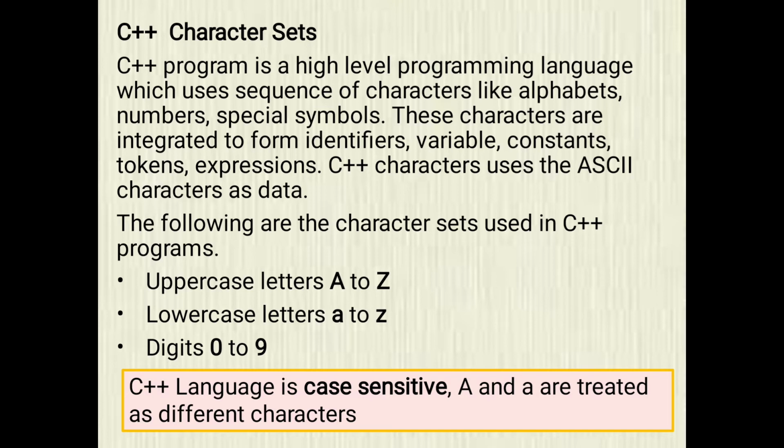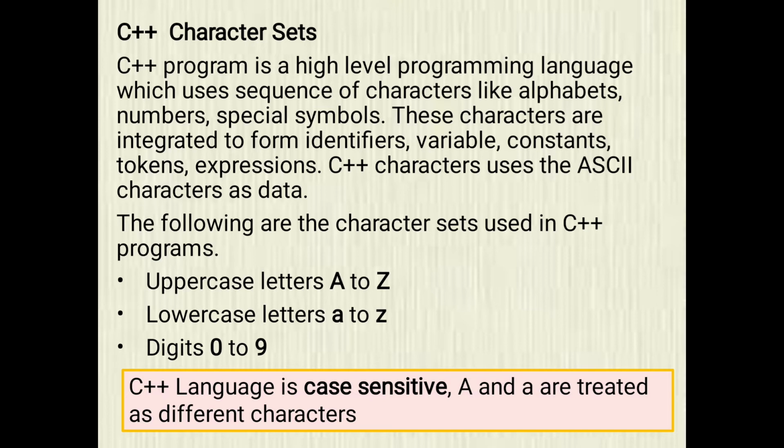Why? Because the programs they write is like writing down an English sentence, because they use English alphabets, they use numbers, they use these special symbols. Okay, so that's why it is called as a high level programming language.